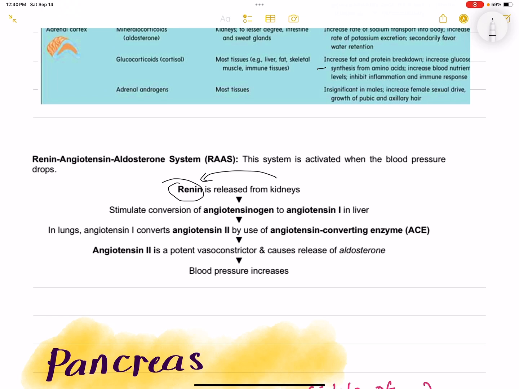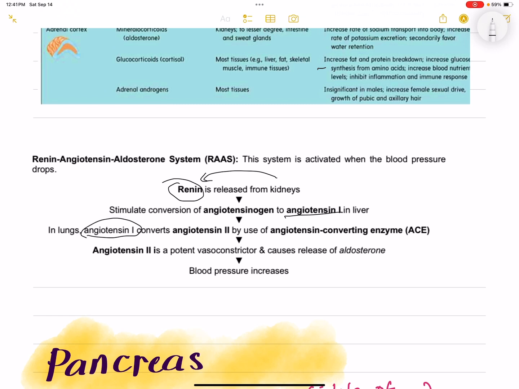angiotensinogen. Okay? Angiotensinogen to angiotensin 1 in liver. Okay, so nagiging ang angiotensinogen, nagiging angiotensin 1. Okay? So in lungs, angiotensin 1 sa lungs sa liver na-convert na ang angiotensinogen to angiotensin 1 sa liver, and sa lungs ang angiotensin 1 na ini siya, 'di ba?